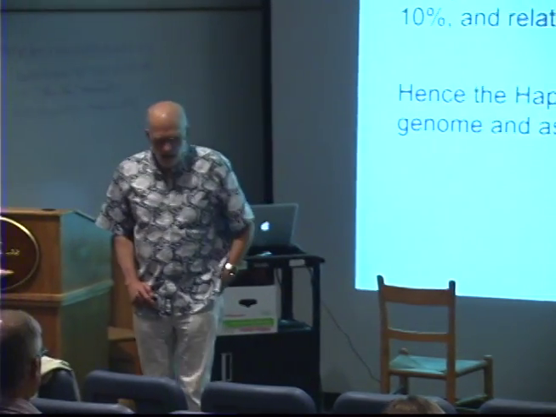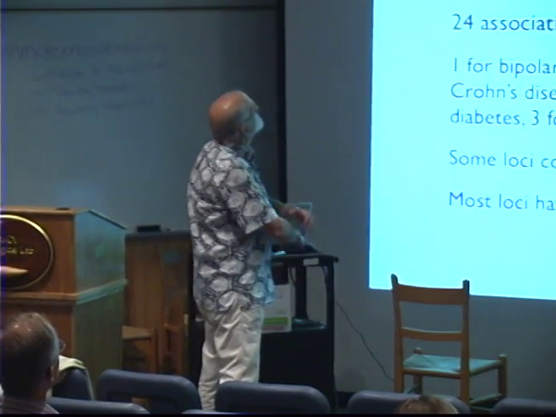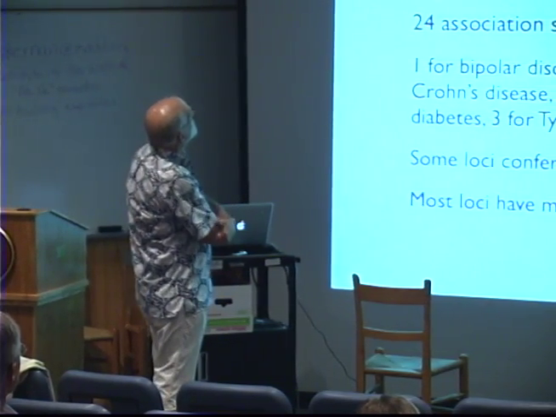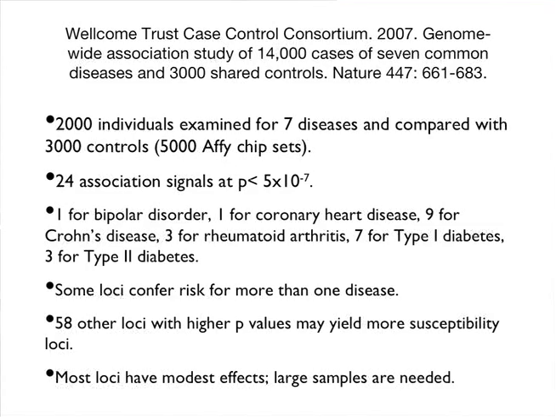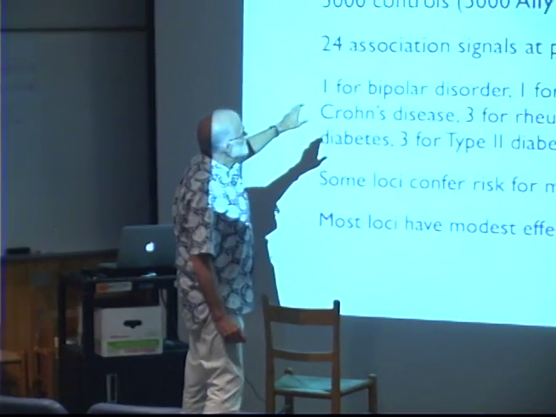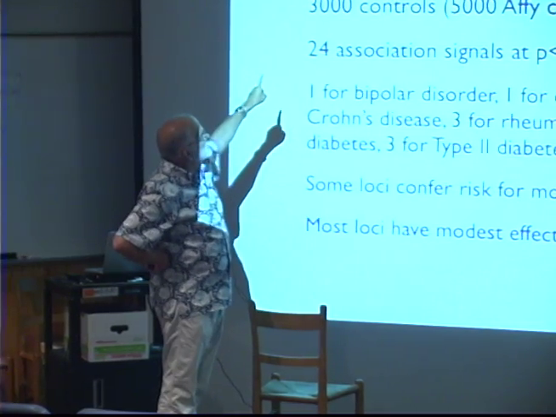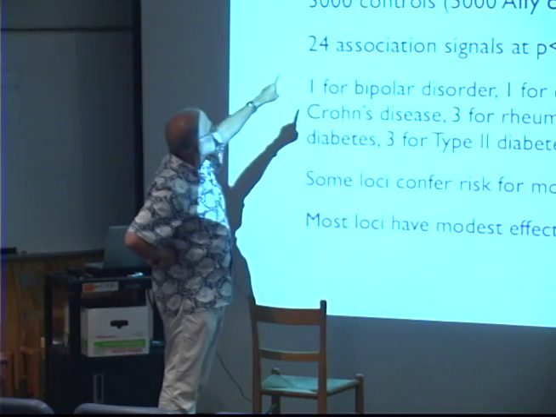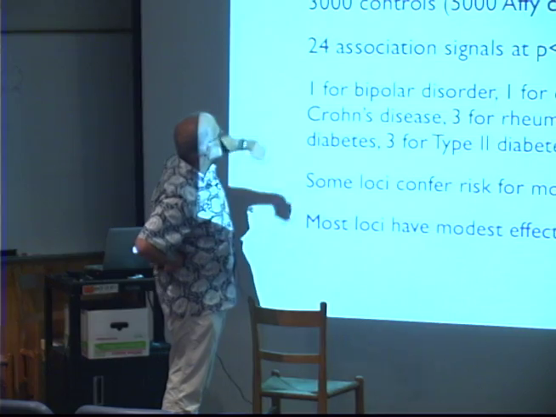One of the early landmark studies came out 4 years ago. This is a fast-moving area. This is the Wellcome Trust Case Control Consortium paper in Nature. They looked at 14,000 cases of 7 common diseases with 3,000 shared controls. They broke that down in many different ways. They were using Affymetrix chipsets. They had 2,000 individuals examined for 7 diseases compared to 3,000 controls. So that's where the 14,000 comes from, 7 times 2,000.